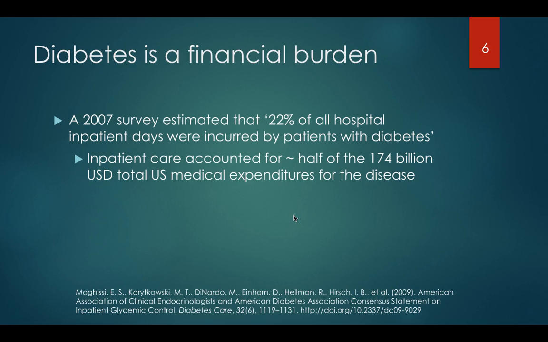Now, managing blood sugar is not just good care for patients, it's also good for our hospital. Diabetes is a financial burden. There was a 2007 survey that estimated that 22% of all hospital inpatient days were incurred by patients with diabetes. And when we think of diabetes, a lot of times we think of this as an outpatient disease, and in some ways it is, but in reality, inpatient care actually accounted for about half of the 174 billion that was spent for the disease. So we're seeing a lot of these effects in the hospital as well.